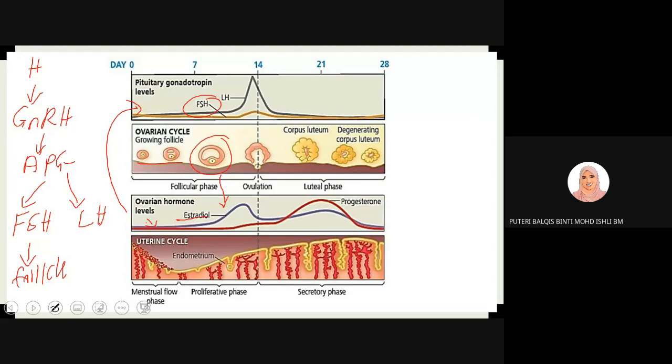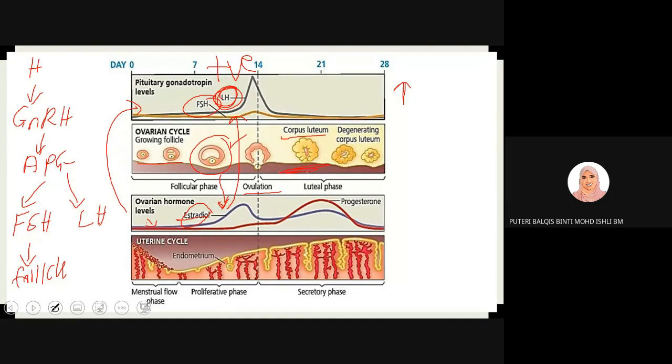At the same time, the growing follicle will release high concentration of estrogen. High concentration of estrogen, it will give positive feedback to FSH and also LH. That's why FSH and LH will be increased. Tingginya LH, it will induce final maturation of follicle into Graafian follicle. It will induce ovulation and it will form corpus luteum.